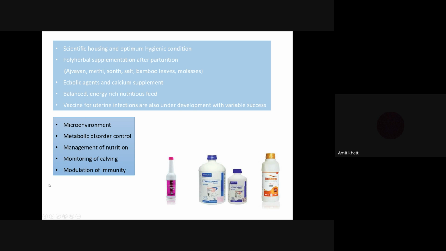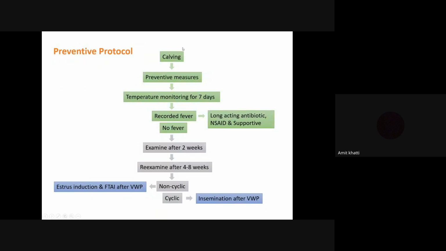So in this 5M principle, we can cater the preventive measures of uterine infection. If we are catering all these aspects of prevention, obviously the incidence of uterine infection will be very much minimized. So, in a nutshell, we can discuss this preventive protocol after calving. If you are adopting the preventive measures we have discussed, you are supposed to monitor the temperature at least for 1 week. If you record a fever, it indicates that even after adopting so much care, the animal is exposed to some degree of uterine infection. So immediately we are supposed to give a long acting broad spectrum antibiotic along with supportive treatment and an NSAID. And the animal should be taken care of accordingly.